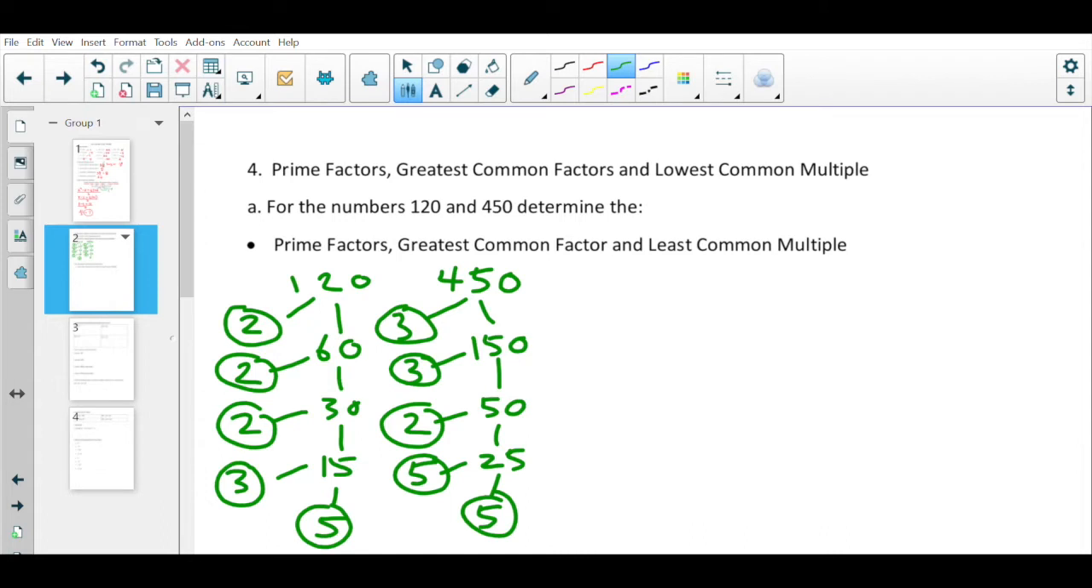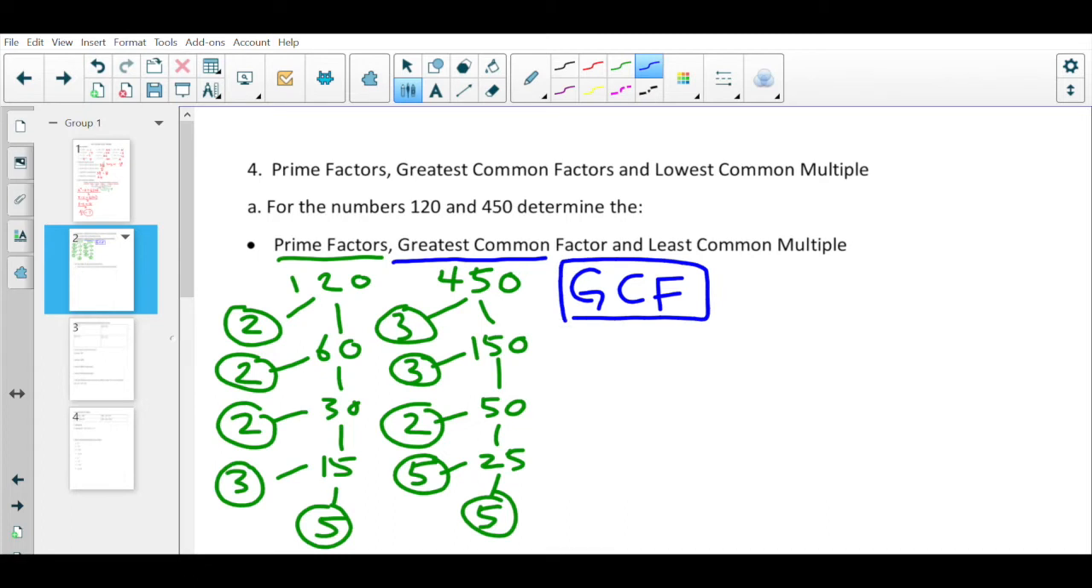So the prime factors of 450 are 3, 3, 2, 5, and 5. So on to the next part. So that's the prime factors. Let's look at greatest common factors, GCF for short.